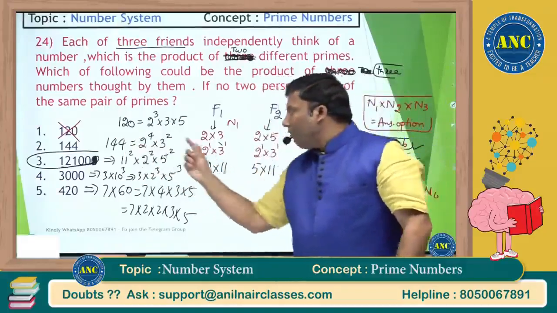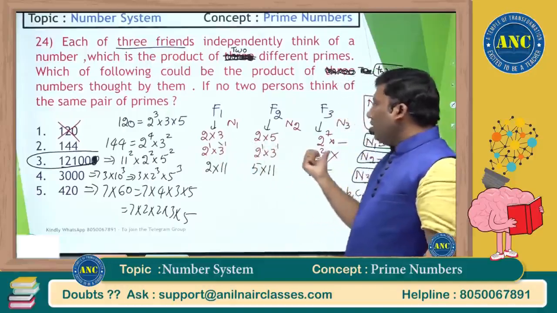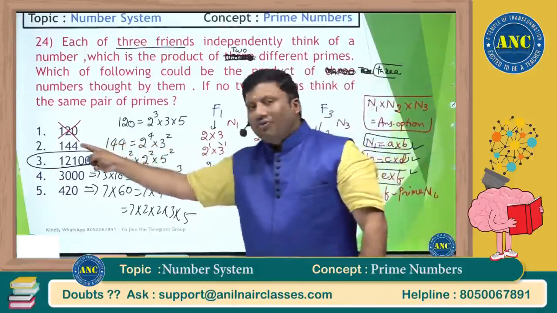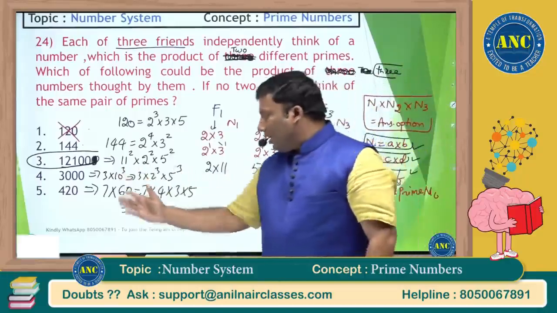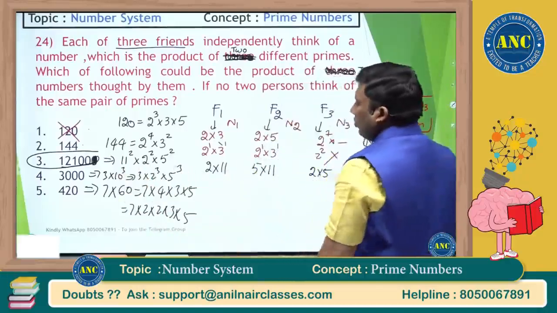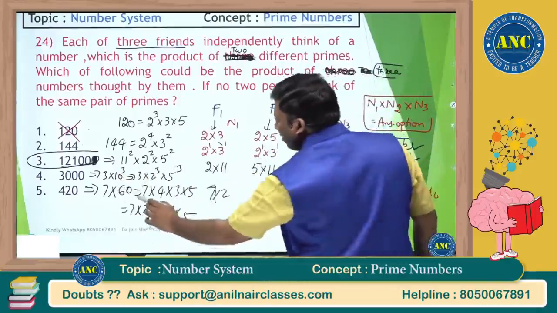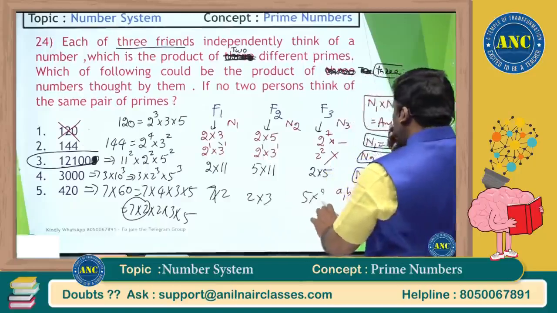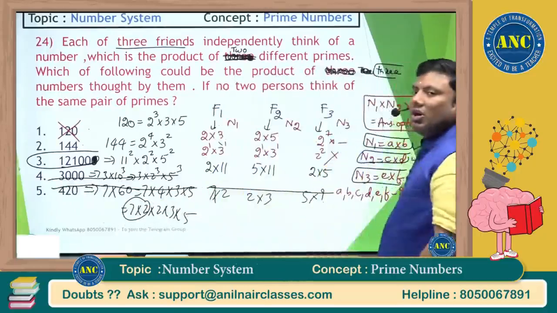So 2 power 4 into 3 square. 2 power 1 into 3. 2 power 1 into 3. 2 square. It should be written as a product of 2 different primes. 144 is out. 120 also cannot be written. Similarly, 7 into 2 into 2 into 3. Suppose if I write 7 into 2, and here 2 into 3, here it will be 5 into something. These are not possible. Similarly, 3000 also is not possible.